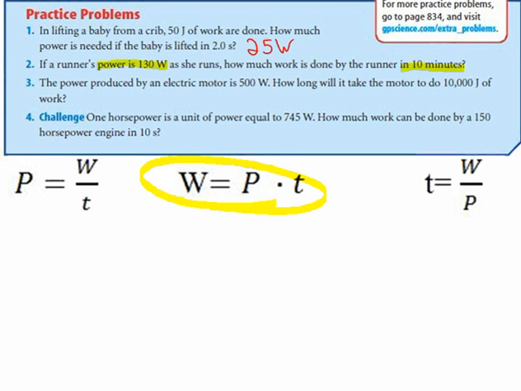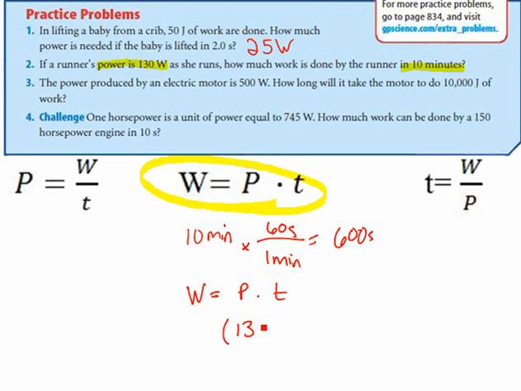Now there's 2 parts we have to worry about here, because power uses seconds as the time unit. So the first thing we must do is convert the time. So 10 minutes is equal to, in 1 minute there are 60 seconds. So just take 10 times 60, and that gets us 600 seconds worth of time. That's 10 minutes.